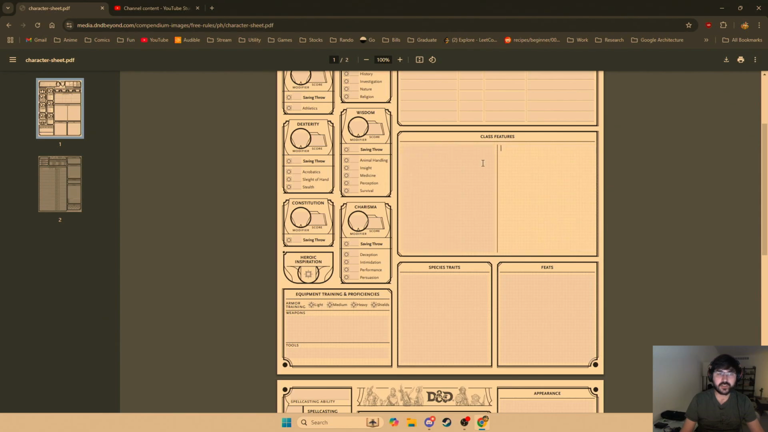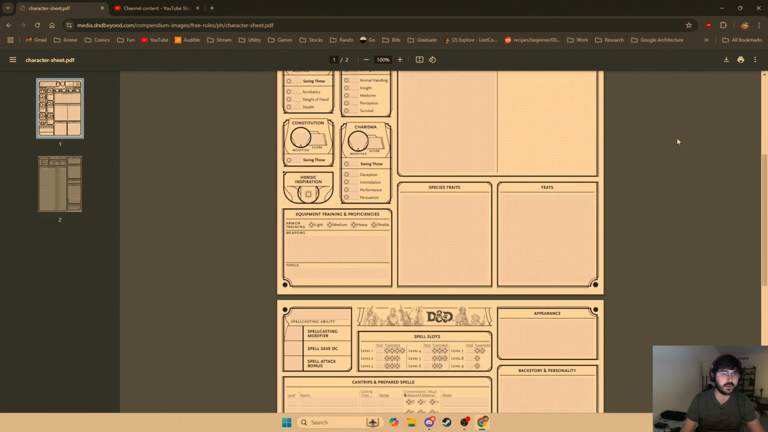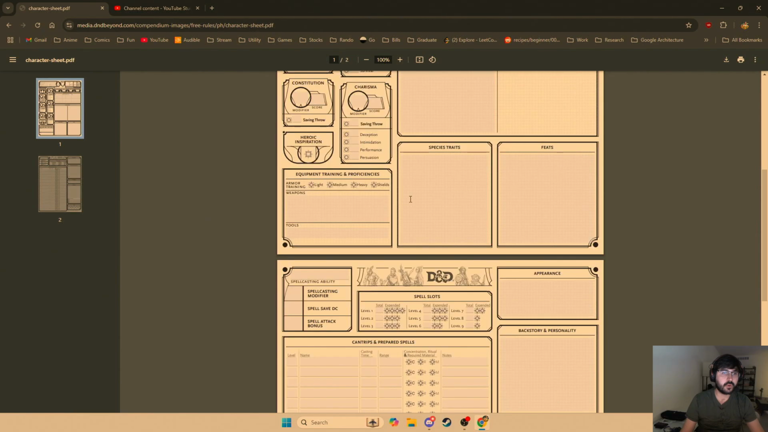These are your class features. You get them as you level up, and your subclass will also change what class features you get. Then your equipment training and proficiencies. So, technically speaking, you can get just straight to heavy and have no proficiency in medium and light, but it kind of forces you to always use heavy.